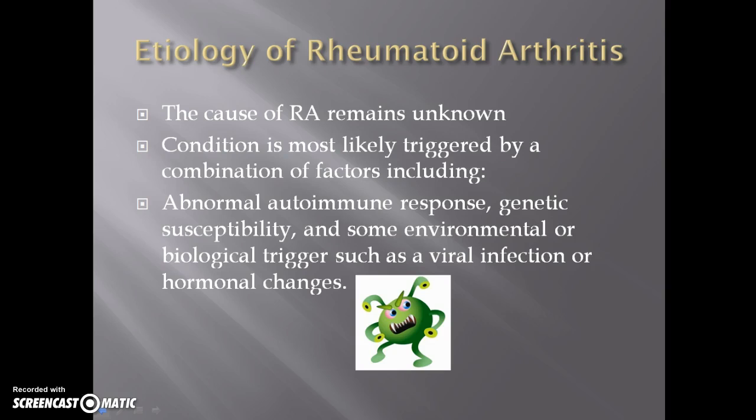The exact cause of RA is not known. RA is an autoimmune disorder. This means the body's immune system attacks its own healthy cells and tissues. RA affects more women than men. 70% of persons with RA are women. The disease occurs between the ages of 30 and 50.